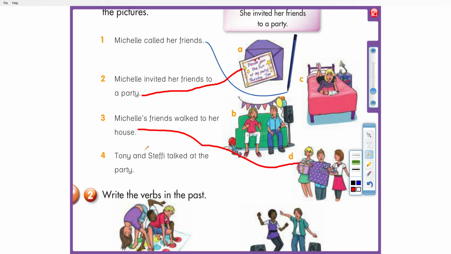And finally, Tony and Steffi talked at the party. They talked. Tony and Steffi talked at the party. So this is the verb talked. Okay.